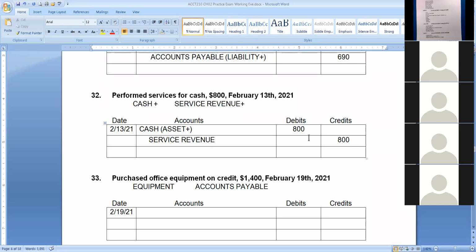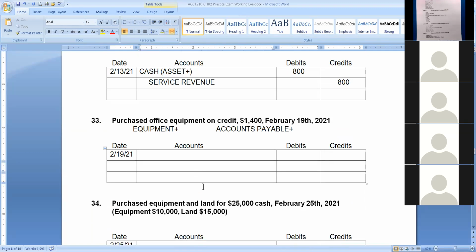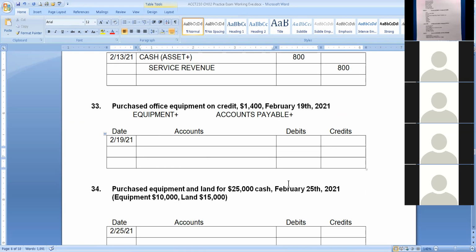Equipment going up or down? Going up. And accounts payable? Up. Good. Journal entry. Equipment debit, accounts payable credit. Yep. Equipment's an asset going up. The accounts payable is also going up. Almost more people now. No, it's not an asset. It's a liability.